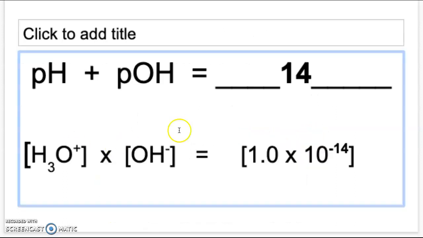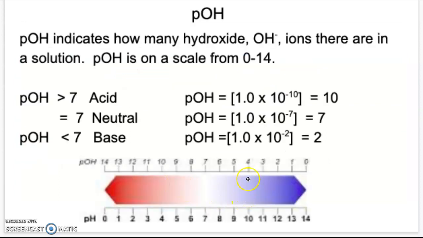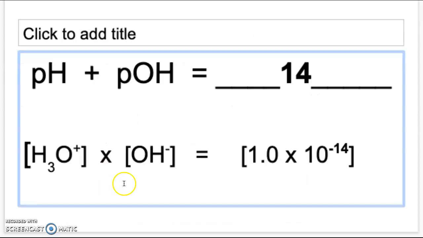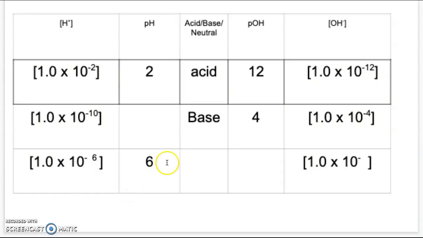Okay, so now how do we combine these? When you take the pH plus the pOH, it needs to equal 14. Okay, look at this. 4 plus 10, 14. 9 plus 5, 14. 13 plus 1, 14. Both spots, it's 14. When you multiply the concentrations, you will get a number that says times 10 to the negative 14.